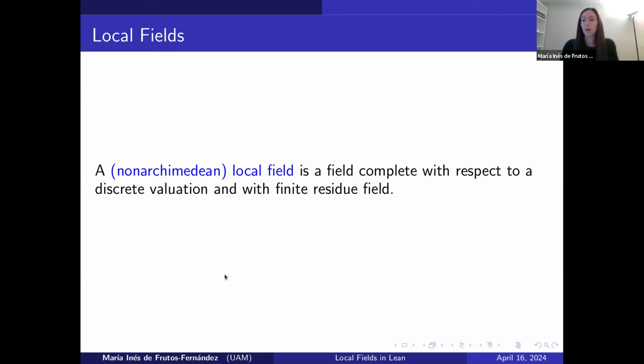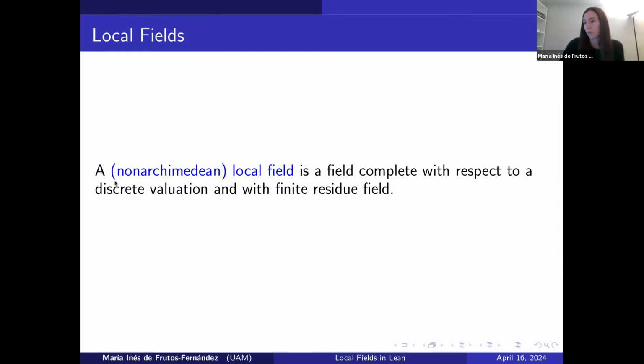In today's talk, I'm going to be talking about local fields. And by local field today, I mean a non-Archimedean local field. So I'm going to be excluding the real numbers and the complex numbers. I'm only going to focus on the non-Archimedean case. And my definition of non-Archimedean local field is going to be that this is a field complete with respect to a discrete valuation and with finite residue field.